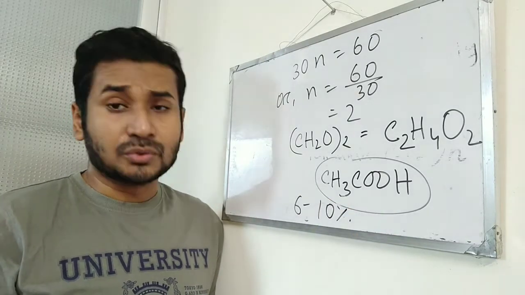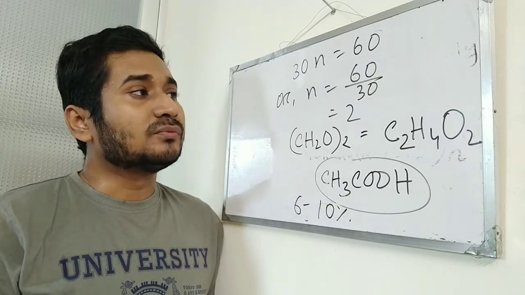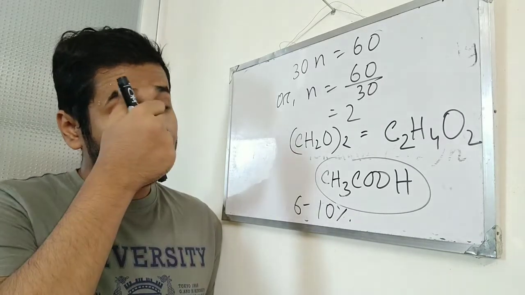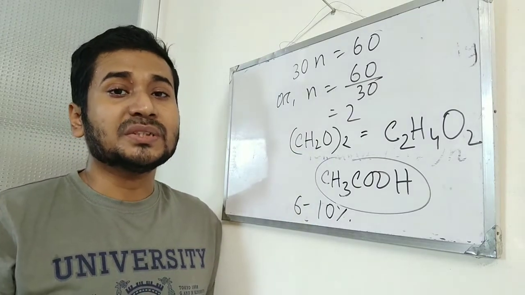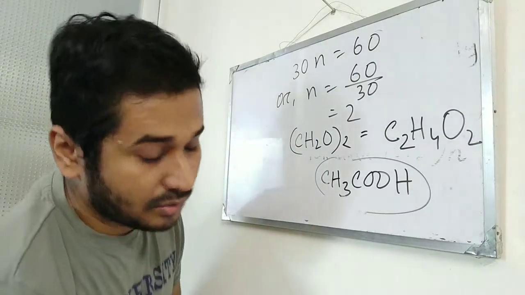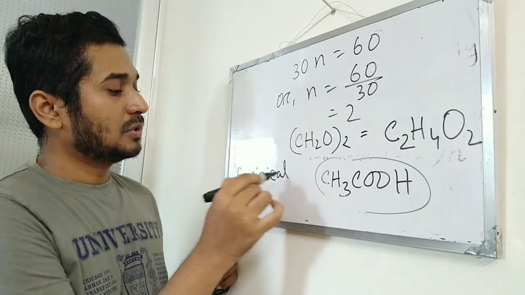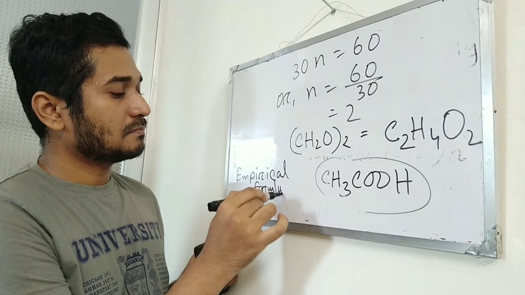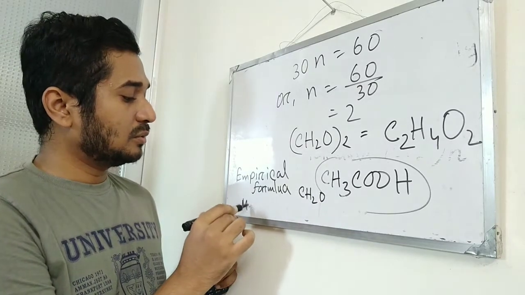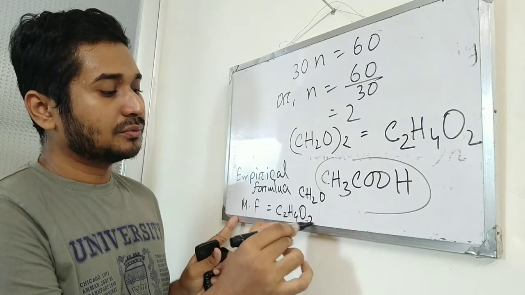So my target was to make you understand empirical formula and molecular formula, and if the molecular mass is not supplied, then what to do? You have to multiply the vapor density by 2. Then we can say that the empirical formula is CH2O and the molecular formula is C2H4O2.